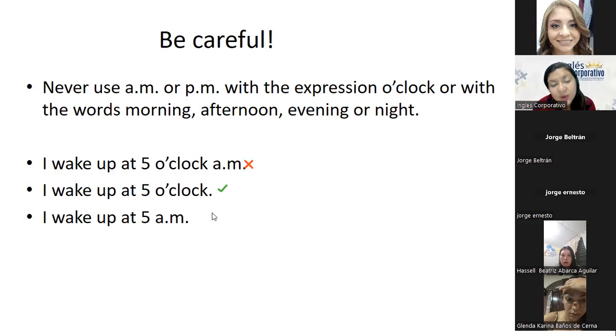It's correct to say I wake up at 5 a.m. Lo que es incorrecto es mezclar 5 o'clock a.m. Normalmente no la mezclamos. Solo decir it's 5 o'clock, or in the morning, or it's 5 a.m. Okay, but we don't say it's 5 o'clock a.m.